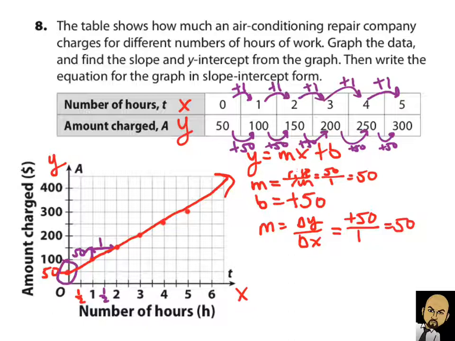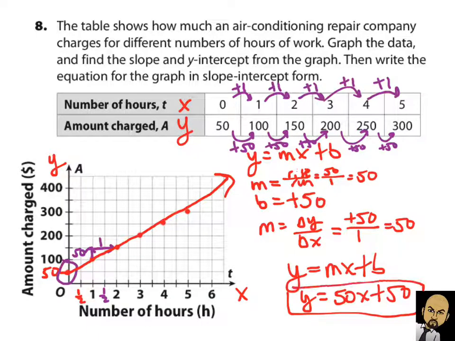So we want to write the equation in the form of y equals mx plus b, and y is going to equal, our slope is 50, so y equals 50x, and our y-intercept is positive 50, and so we end up with an equation of y equals 50x plus 50.